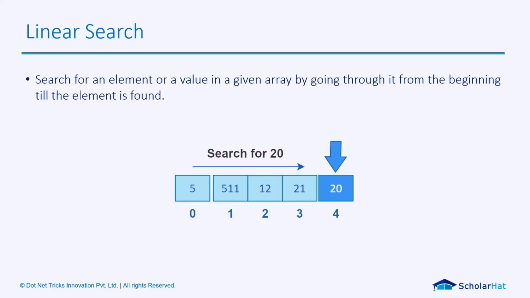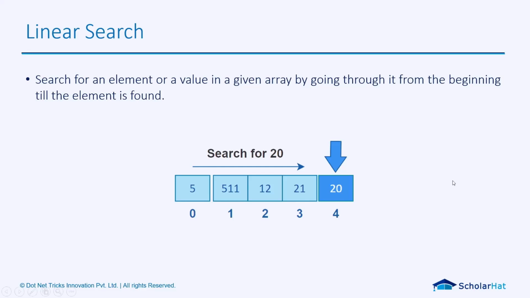So we're going to search for something. Let's suppose we're going to search for 20, and it's going to tell whether that 20 is present there or not. So what it is saying is: search for an element or a value in a given array by going through it from the beginning till the element is found. Linear search is a very simple searching algorithm that sequentially checks each element in a collection until the match is found or the entire collection has been traversed. So this is how it's going to be.